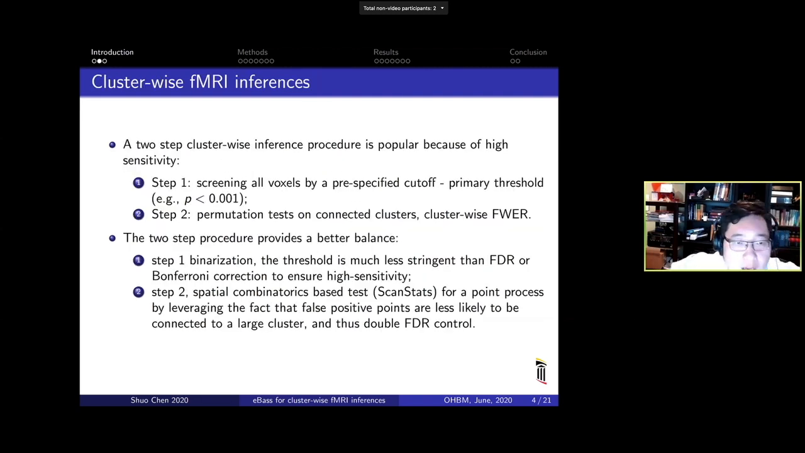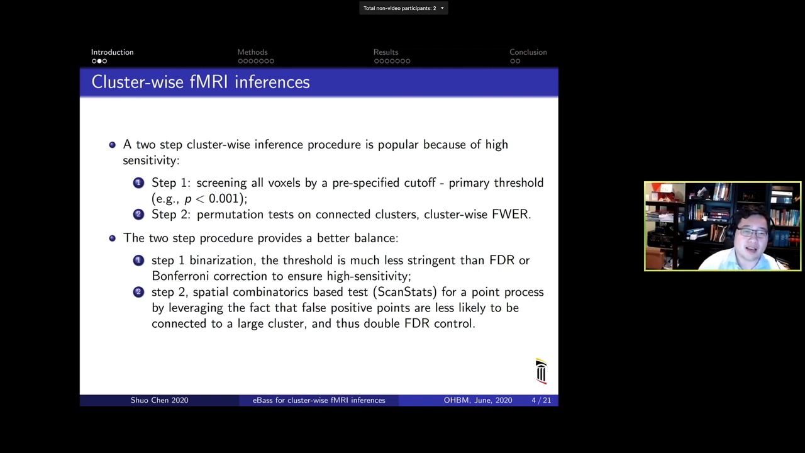And usually, there are several methods that have been developed, and the most commonly used method is still the two-step cluster-wise inference procedure, which is popular because the sensitivity or power is high. So usually the first step is a screening step. You screen all voxels by a pre-specified cutoff, which we call the primary threshold. For example, p-value less than 0.001. If one voxel's p-value is less than that, you keep the voxel. Otherwise, you make it 0.